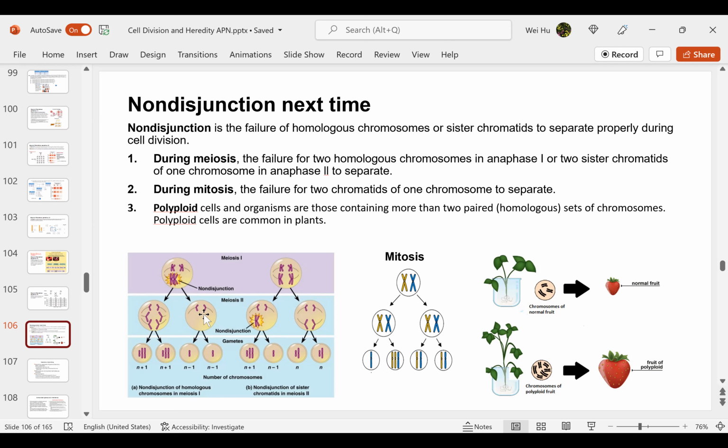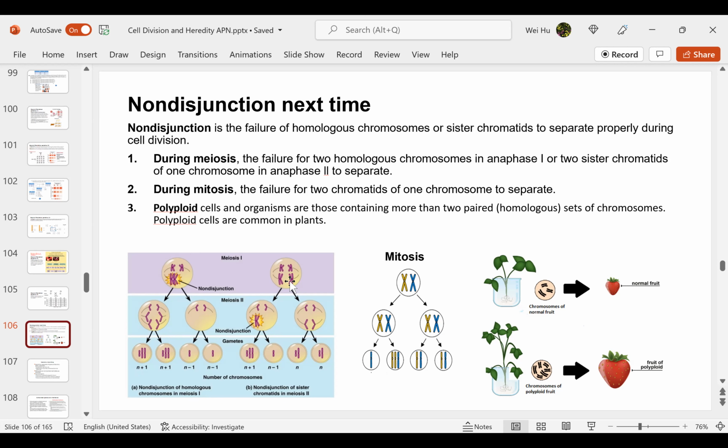So this is non-disjunction that happened in meiosis 1 for this one. So then this one has 3 chromosomes. This one only has 1. So at the end, the result is that you have 2 cells with 3 chromosomes and 2 cells with only 1 chromosome.